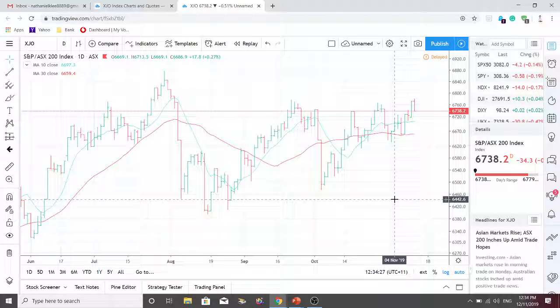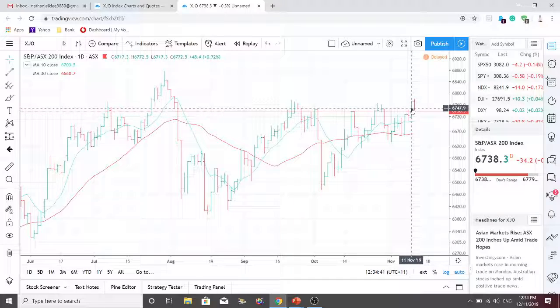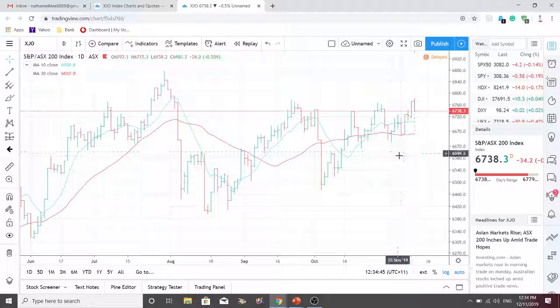So just be aware. Dow Jones yesterday only did 10 points. It really didn't move at all. As you can see here, this is the Australian market. Again, this is a daily chart, so I'm looking at just daily. It dropped 34 points. So whatever was gained yesterday has been lost. So it's moving sideways.